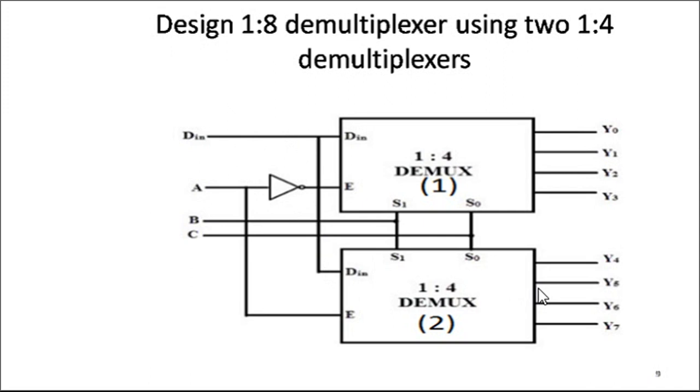So these are the key and important points of designing demultiplexer trees. Whenever you implement such a design with an inverter, at one time only one of the demultiplexers will be active. So that is the design using two 1 to 4 demultiplexers.